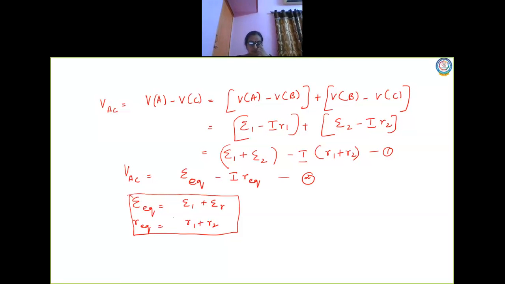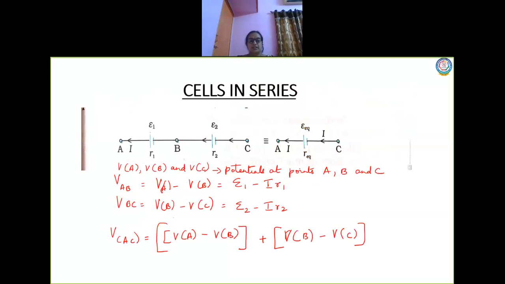I need to discuss 2 points which are considered to be very important. Now take equation 3.64 and 3.65. When you compare these two equations, we get psi equivalent equal to psi1 plus psi2 and R equivalent equal to R1 plus R2. Now this is with respect to this diagram, children: the negative terminal of the first cell being connected to the positive terminal of the second cell.